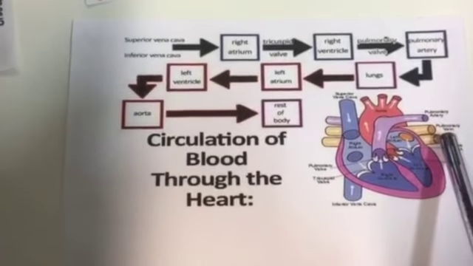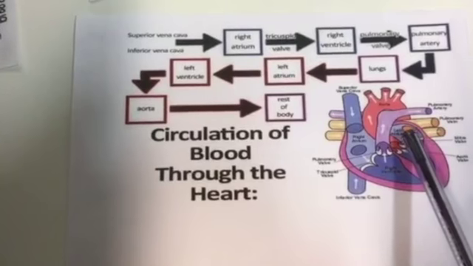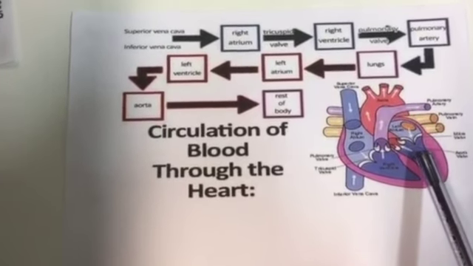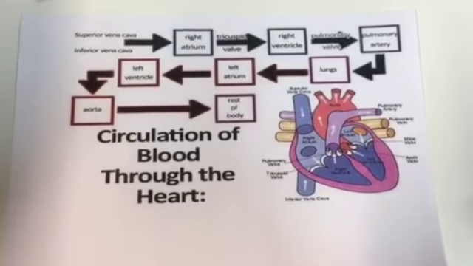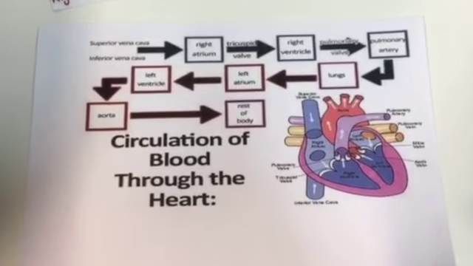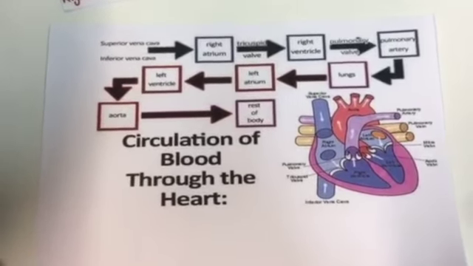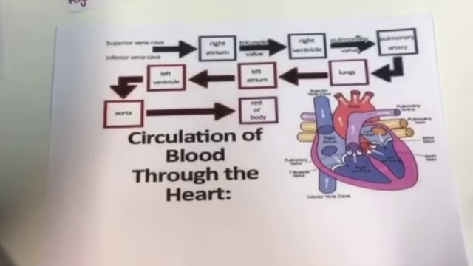After that, it reaches the left atrium and then goes forward to the left ventricle, then to the aorta, and then the rest of the body. And this is how the rest of our body gets oxygenated blood, which is also known as systemic circulation.